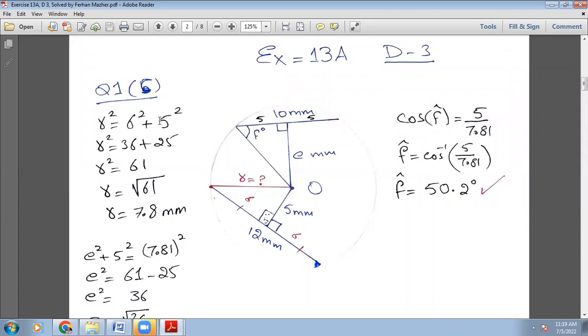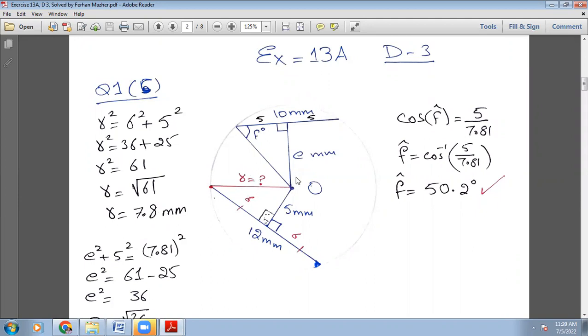So R square is equal to 6 square plus 5 square. So R square will be 36 plus 25. So R square will be equal to 61. Take the square root on both the sides. So you will have under root 61. So that will be 7.8 millimeter.